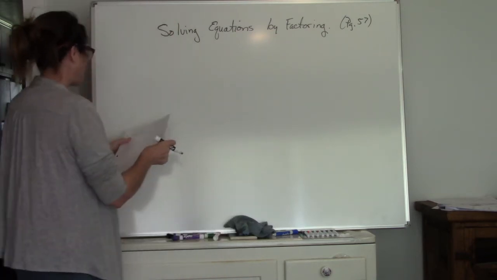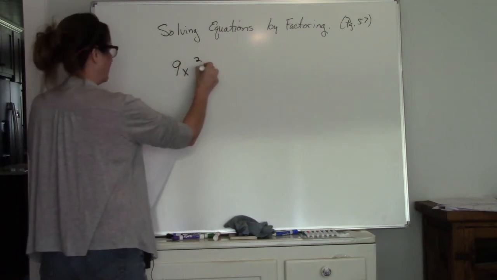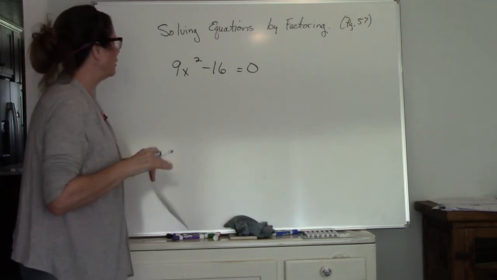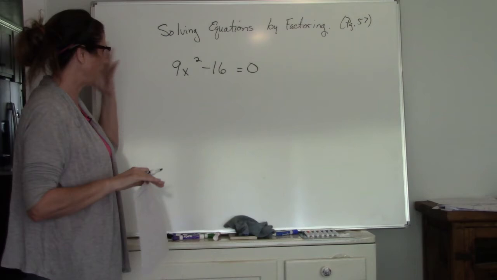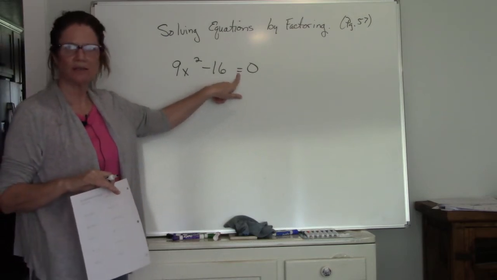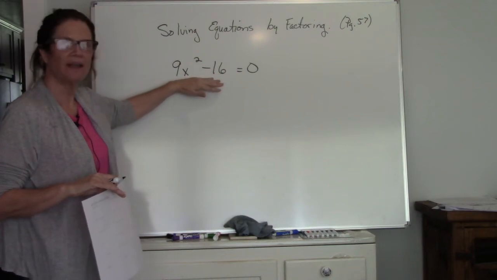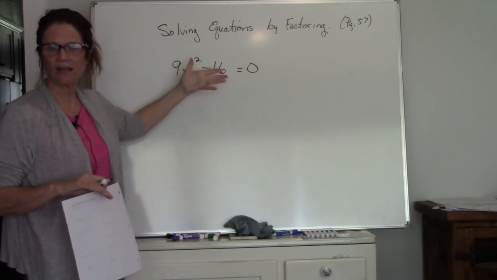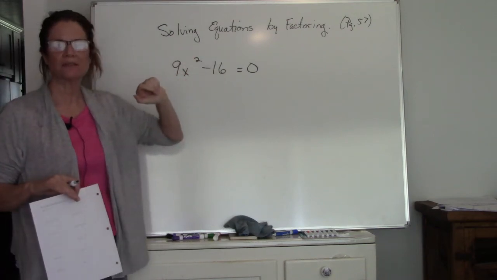So let me show you the first one. So we have 9x squared minus 16 equals 0. So when you look at this, here are some things that I want you to remind yourself of. We have an equal sign. It is set to 0. Which means I need to find out, what did I multiply together to get this? Well, that's the factoring idea. What did you multiply together to get 9x squared minus 16?